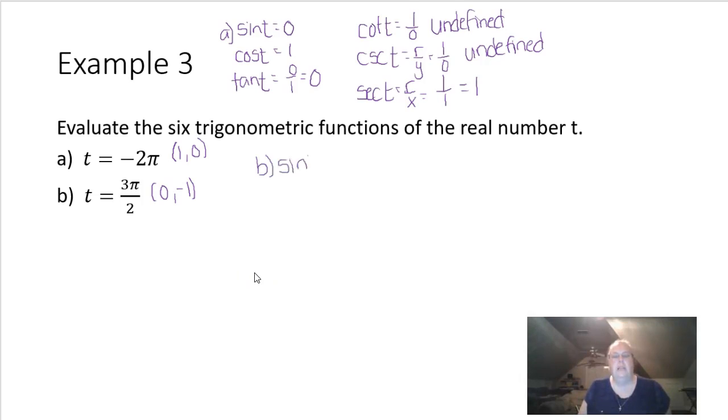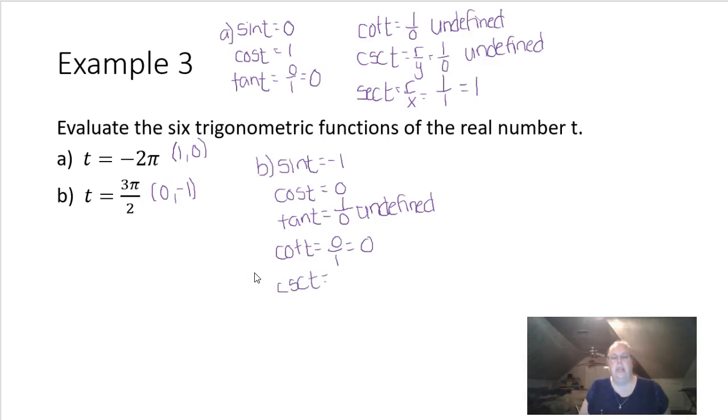The sine of t is going to be negative 1. The cosine of t is going to be 0. The tangent of t is going to be 1 divided by 0, which is undefined. We can't have 0 in the denominator. The cotangent of t is going to be 0 divided by 1, that's 0. The cosecant of t, this is going to be 1 divided by negative 1, which is going to give us negative 1. And then the secant of t, this is going to be 1 divided by 0, which is undefined.